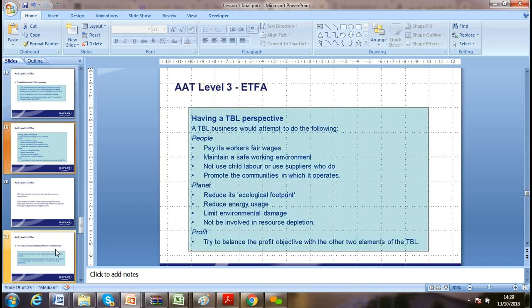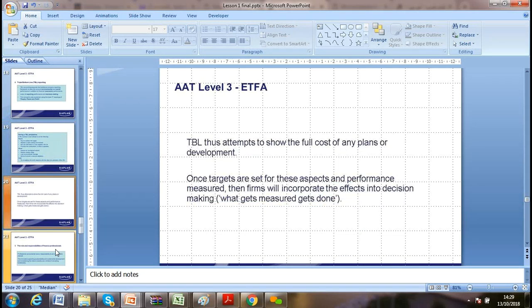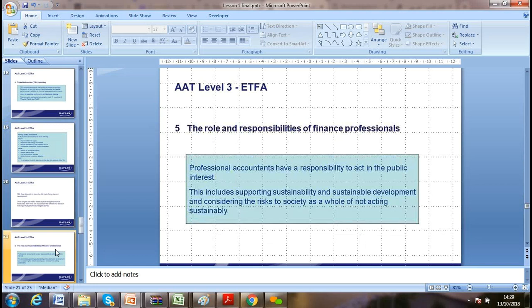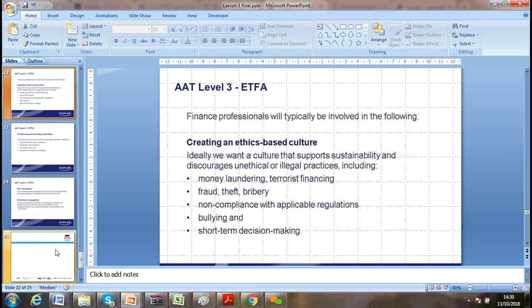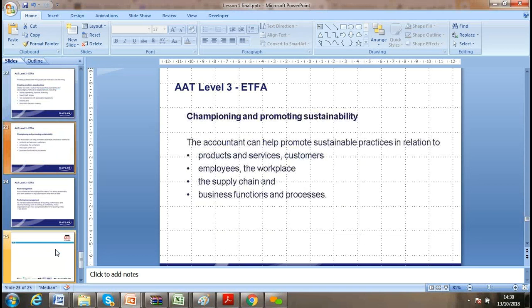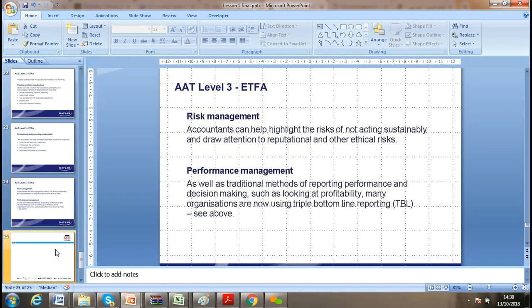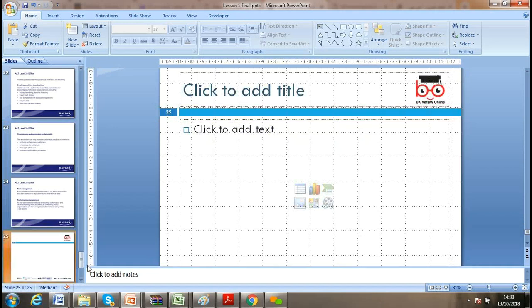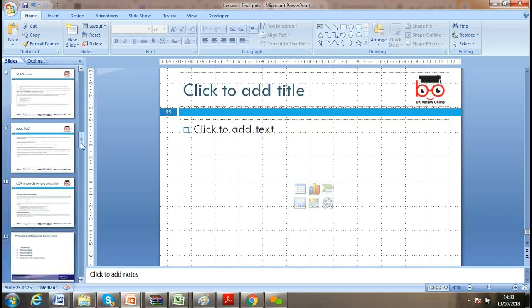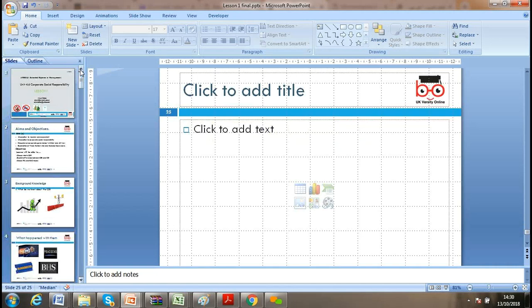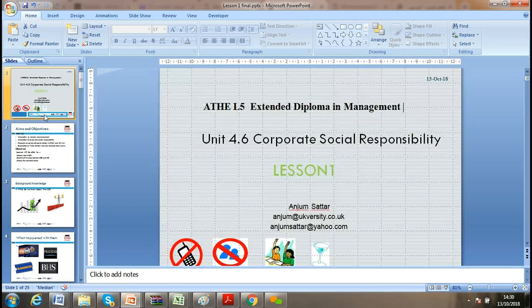People: pay workers a fair wage. Planet: reduce the ecological footprint. Profit: try to balance the profit objective with the other two elements, people and planet. So that's all about the role and responsibility of the financial people. All need to be looked at, and these slides came from other awarding bodies. Risk management we need to perform. That's all about CSR, corporate social responsibility, as an organization.